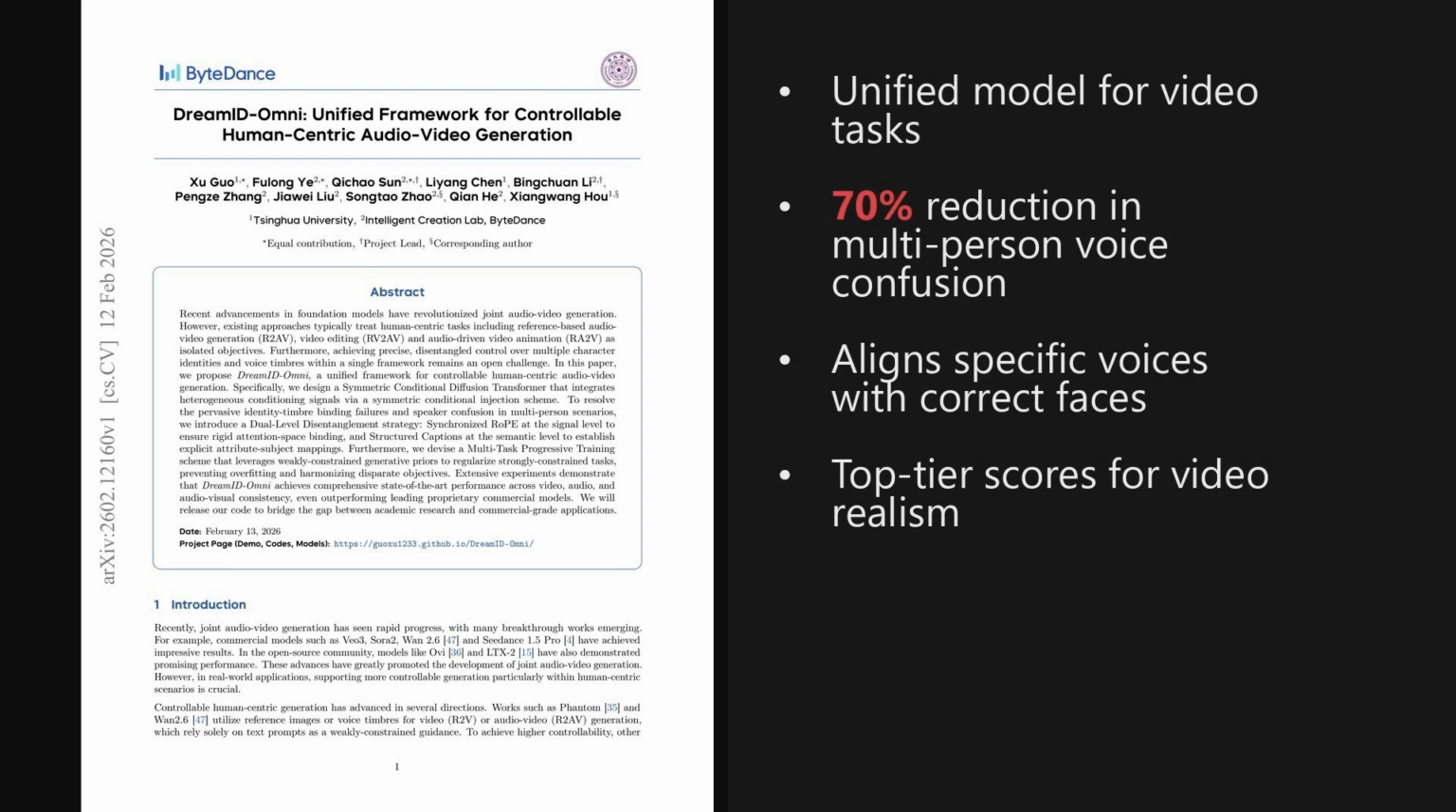Wrapping up, the biggest takeaway here is how DreamID-Omni unifies 3 distinct tasks: generation, editing, and animation, without sacrificing quality. By solving the persistent issue of speaker confusion through dual-level disentanglement, it offers a robust tool for creating complex, multi-character narratives.